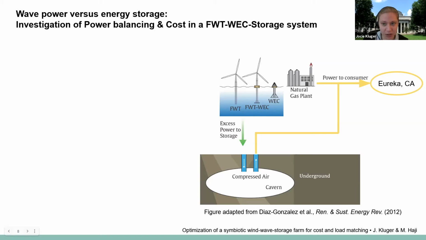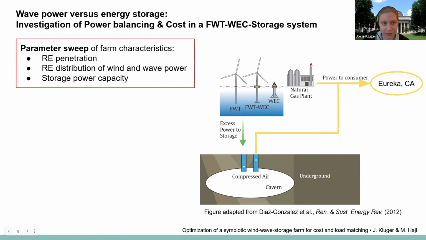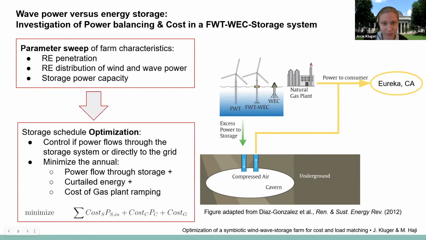We considered these two components in an isolated electric grid. Our investigation used two main steps. First, a parameter sweep varies the renewable energy penetration in this grid, the renewable energy distribution between wind and wave power, and the amount of storage power capacity. Second, for each parameter set, an optimization routine considers the hourly energy storage schedule and adjusts the flow to minimize an objective function with three components.